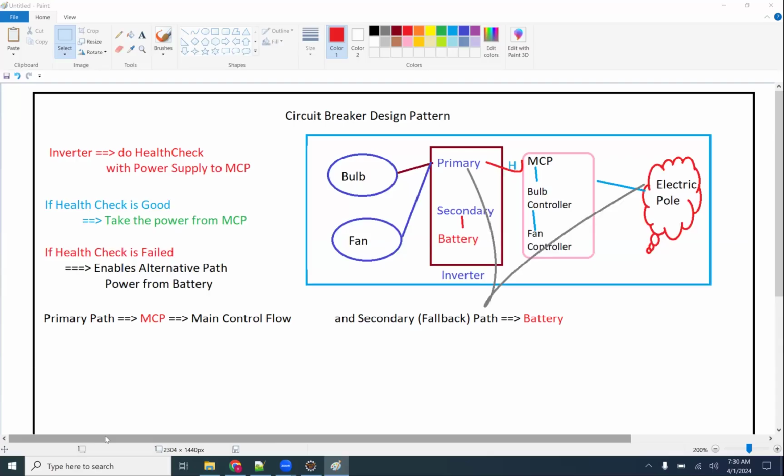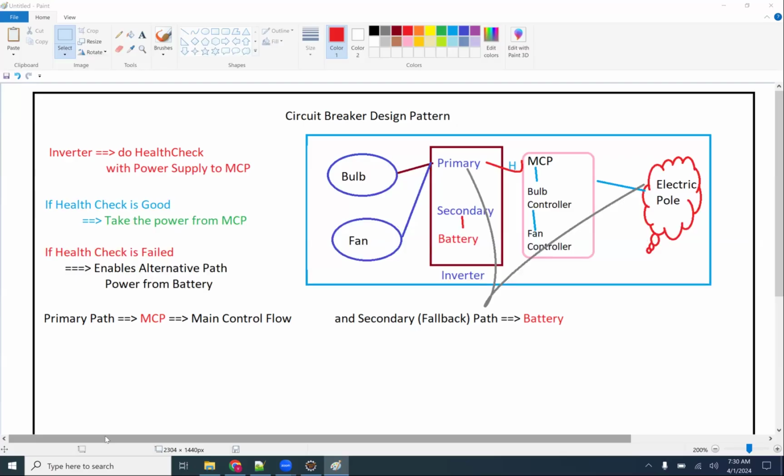What do I need to do here? The bulb and fan will connect to the inverter. They should take the power from the inverter, and that inverter will connect to the mains or battery. That's it. Then I can confidently say that my fan microservice, my bulb microservice, and my switch microservice will be working 24/7.